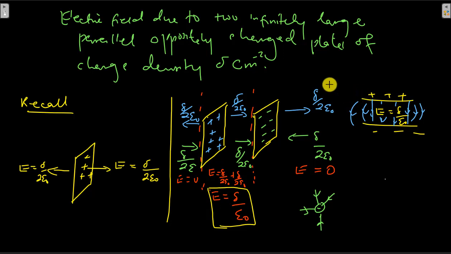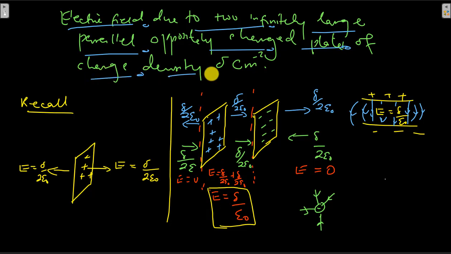Okay, so this is all for the electric field intensity due to two infinitely large oppositely charged parallel plates. And all these are some of the different applications of Gauss's law. Notice that we are able to deduce this result from our previous derivation of the electric field intensity due to a charged plate using Gauss's law.